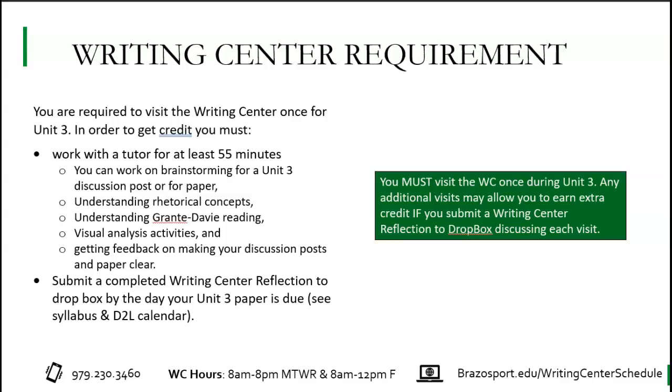In order to get credit, you have to work with a tutor for 55 minutes. You can work on brainstorming for a Unit 3 discussion post or for your paper, understanding the rhetorical concepts, visual analysis activities, and getting feedback on making sure your discussion post or your paper is clear. To get your credit, you want to submit a completed Writing Center reflection to Dropbox by the day your Unit 3 paper is due. Those due dates are in the syllabus and on our D2L calendar and news items.